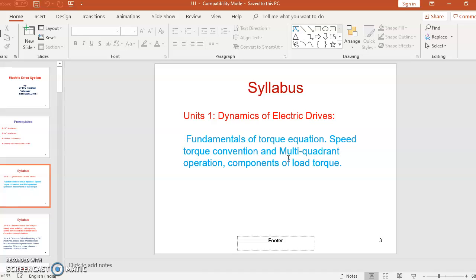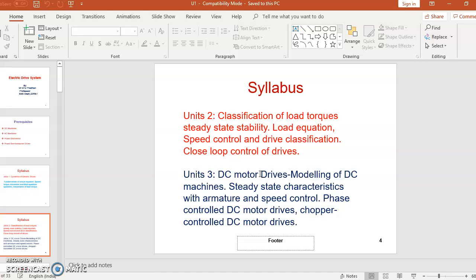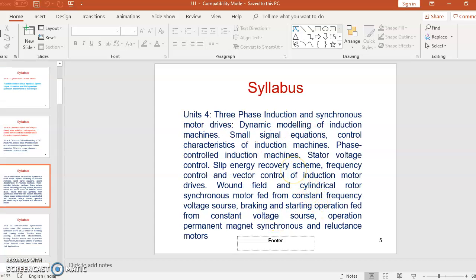In unit 1, we will discuss the dynamics of electric drives. Here we will discuss the fundamentals of the torque expression, speed-torque convention and multi-quadrant operation of DC motor drives. In unit 2, we will discuss the classification of load torques and steady state stability, load equation, speed control drives, classification and closed loop control of the drives. In unit 3, we will discuss the modeling of the DC machine, steady state characteristics with armature and speed control, phase control DC motor drives, and chopper control DC motor drives. From the first to third unit, it is the speed control of DC motor drives.